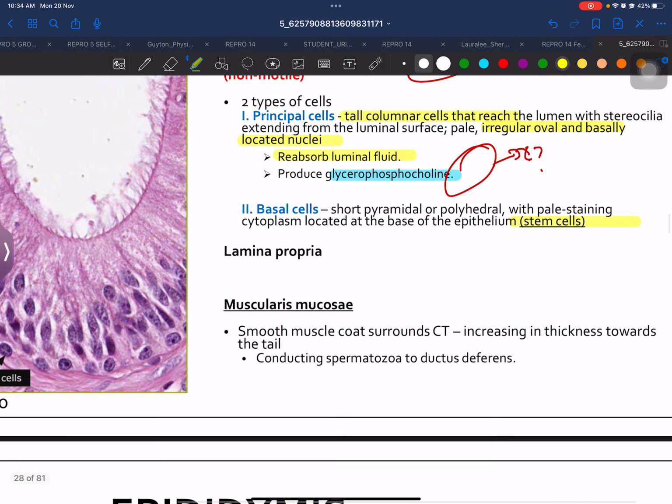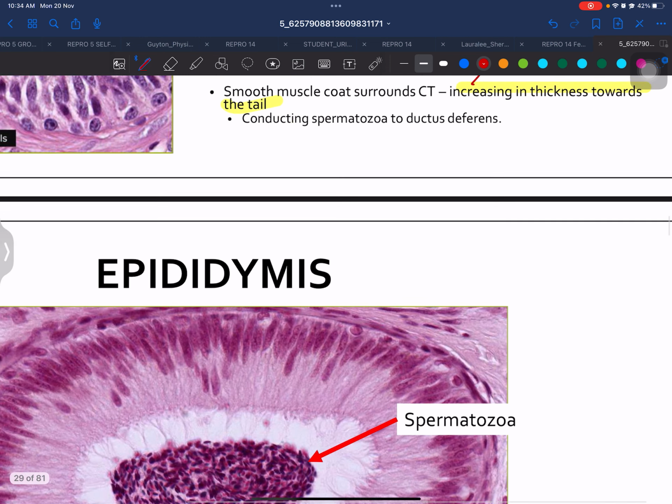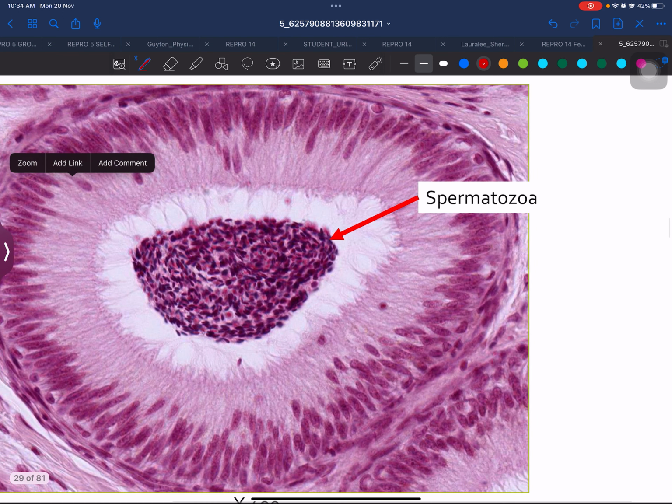Alright, so these are the epididymis, and these are the spermatozoa inside the epididymis. You can see here these are the stereocilia. These are all the principal cells. And near the bottom, these are all basal cells.